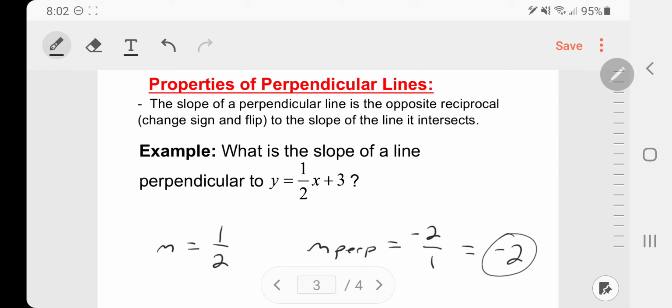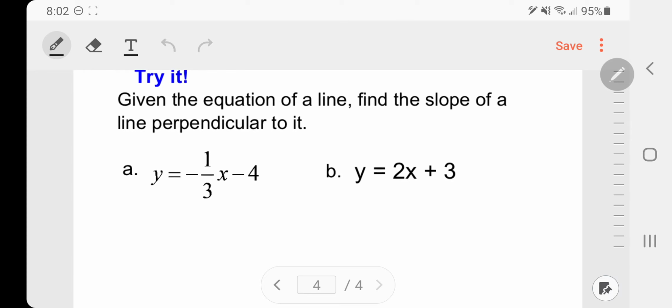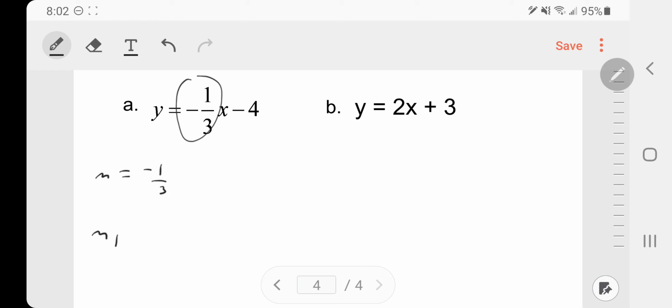All right, let's take a look at a couple more examples of perpendicular. Given the equation of the line, find the slope of a line perpendicular to it. Okay, so for A, we see our slope here is -1/3. Okay, so the slope of something that's perpendicular to that, I'm going to use the subscript perp for perpendicular. -1/3 means I'm flipping it, so it becomes 3/1. And if it's negative initially, it becomes positive. So it's going to be +3.